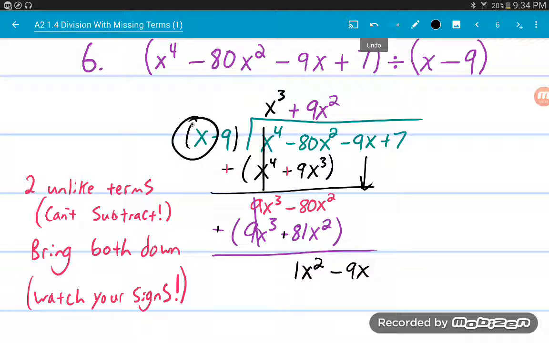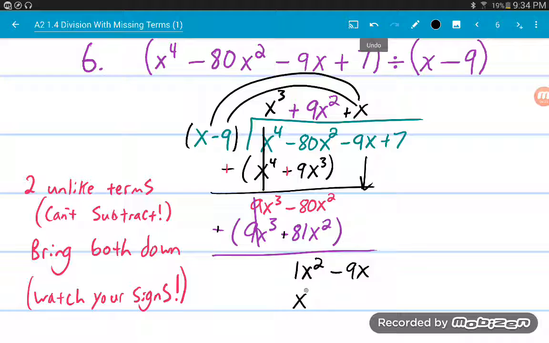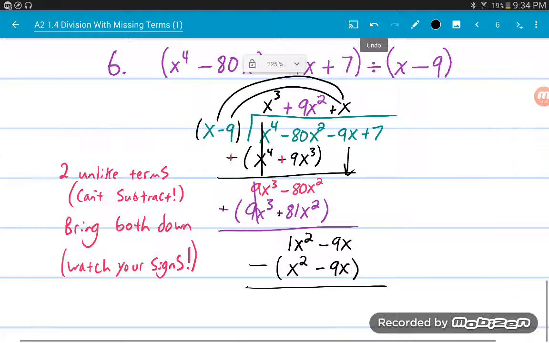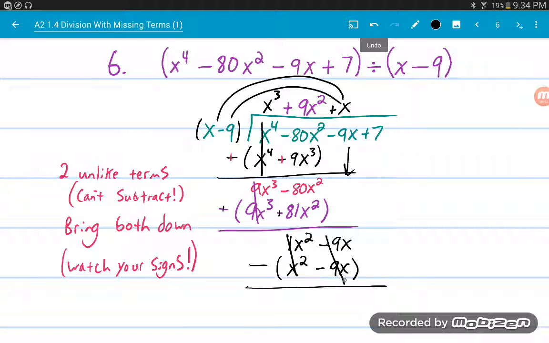Okay, so how many times does x go into x squared? It goes in positive x times. If you multiply, x times x is x squared. These are the same things. That's how I know I'm on the right track. X times negative 9 is going to be negative 9x. Parentheses and subtract. We get another one of those weird scenarios where that crosses out, but so does that. So all we can do now is bring down the plus 7. It's the only one left.